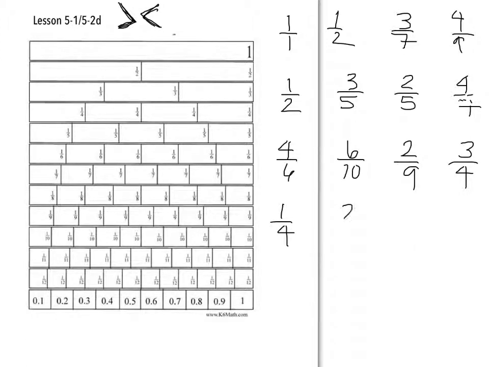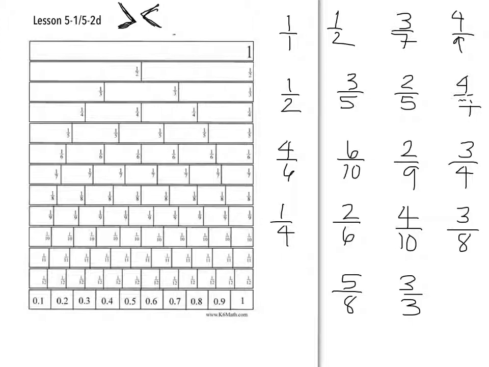And we have 1/4 or 2/6, 4/10 or 3/8, and then finally 5/8 or 3/3. Now I'm just going to put a blue line in between so you know which ones you are supposed to compare. And again, is it greater than or less than? I will tell you right now that none of them are equal.